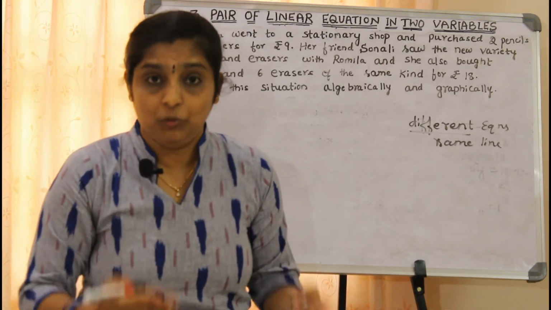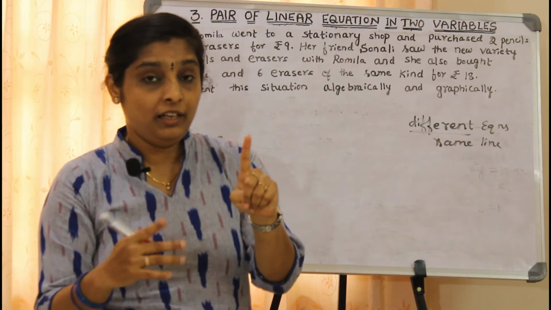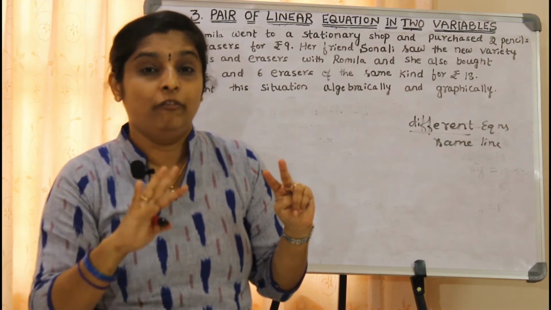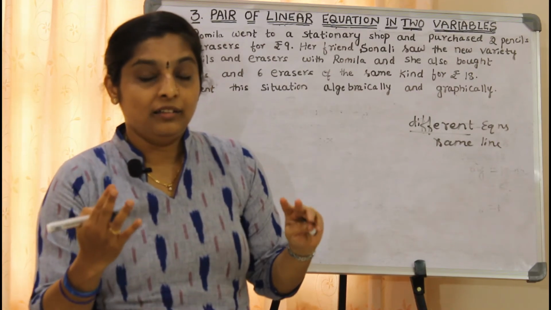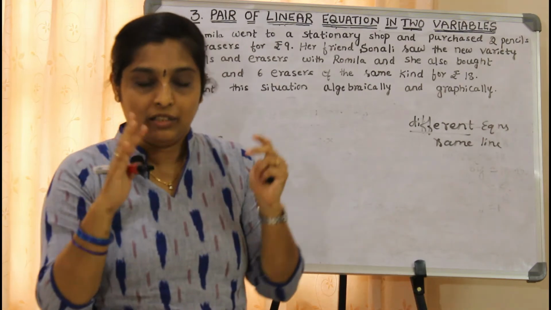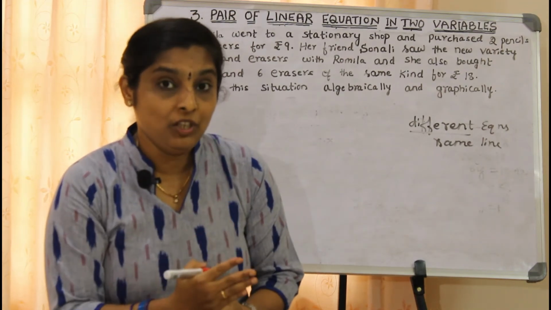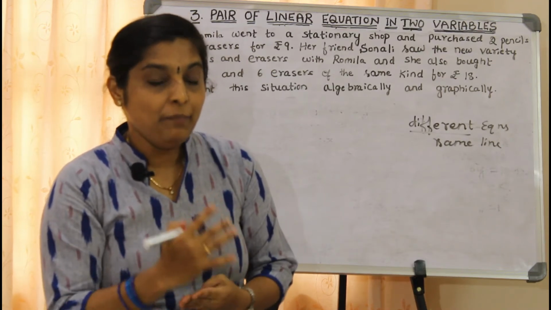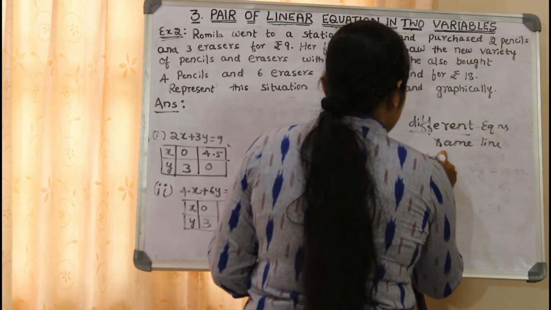But here we have a situation wherein if we draw a graph for two lines, we are getting the same line. That means these are not two different equations, rather they are the same equation representing different ways. And these types of equations are called equivalent equations.